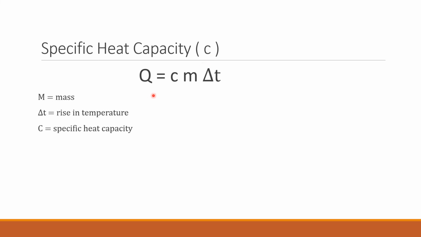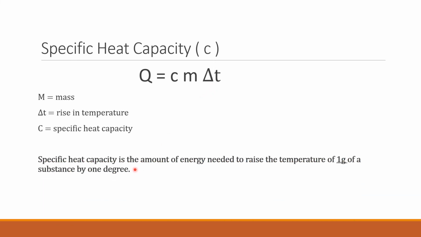To summarize the factors affecting the quantity of heat absorbed, we can say heat absorbed is equal to specific heat capacity, mass, and the rise in temperature. Specific heat capacity is the amount of heat energy needed to raise the temperature of 1 gram of a substance by 1 degree.